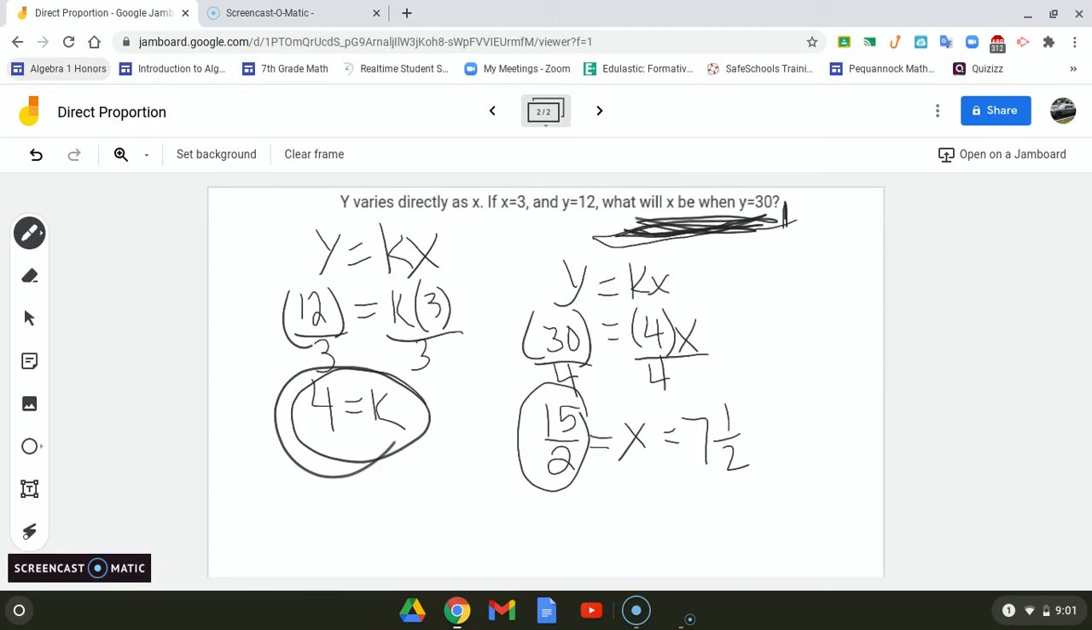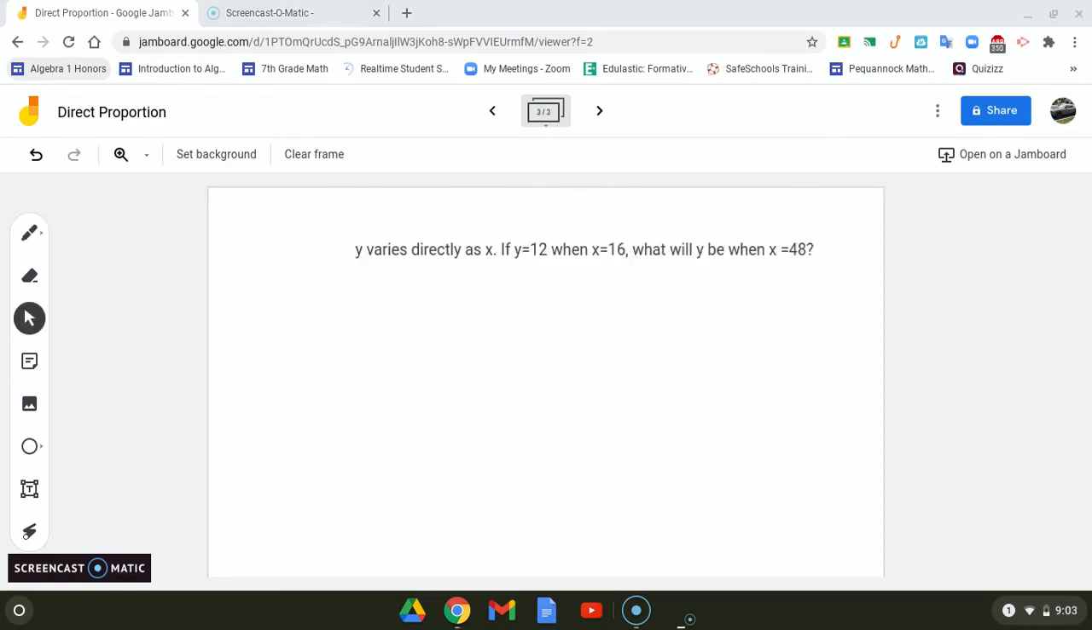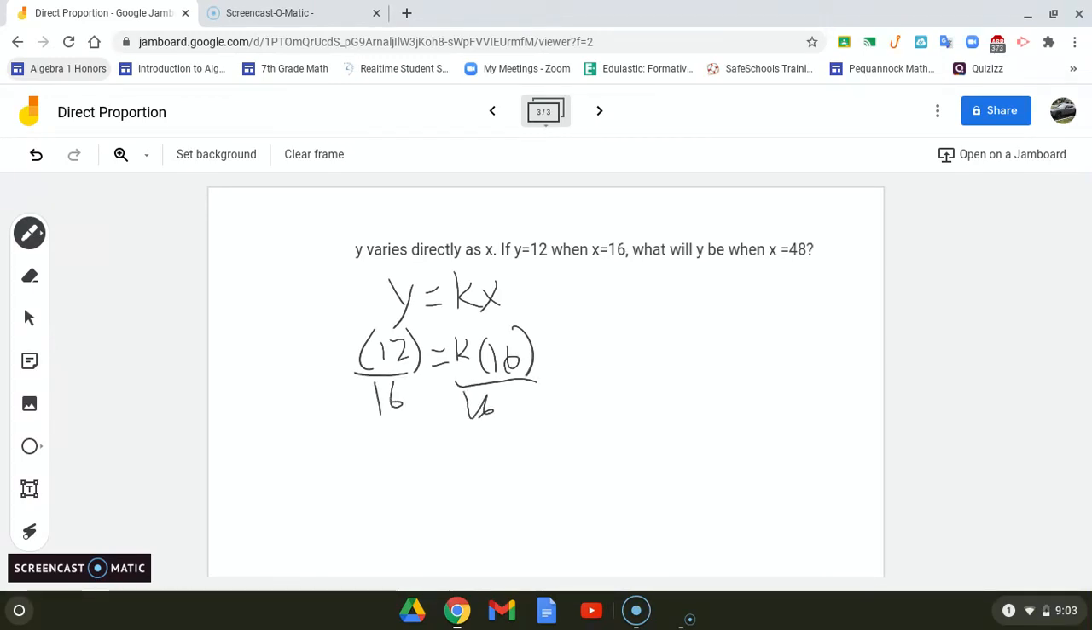Okay, so let's try another example and see how it works that we can use for our direct proportion. It says y varies directly as x. So again, as soon as we know that, y is equal to kx. And then it says if y is 12 when x is 16, so when y is 12 and x is 16, what will y be when x is 48? So we're going to divide both sides by 16. And we'll find out that 3/4 is equal to k.